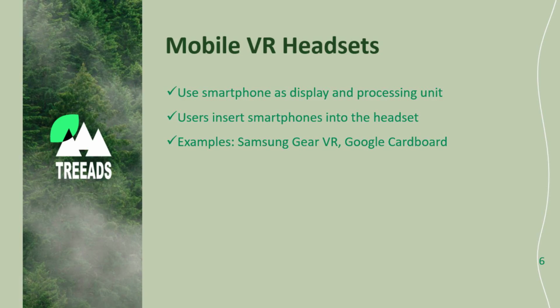Mobile VR headsets use a smartphone as the display and processing unit. Users need to insert their smartphones into the headset. Examples include Samsung Gear VR and Google Cardboard.